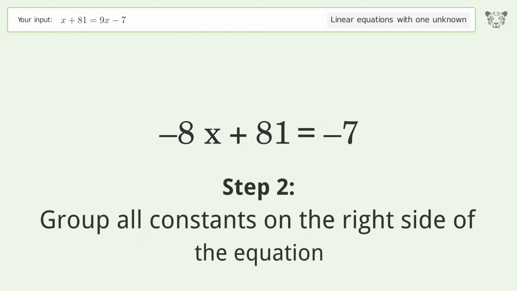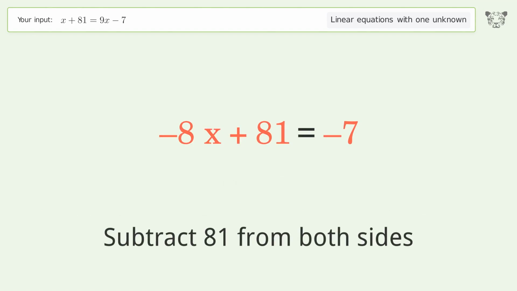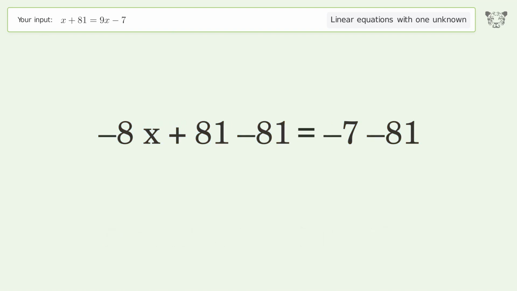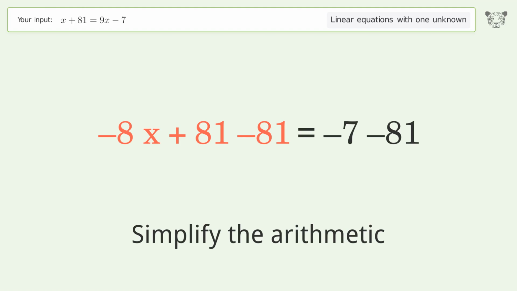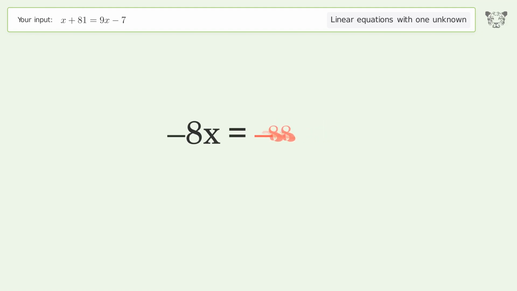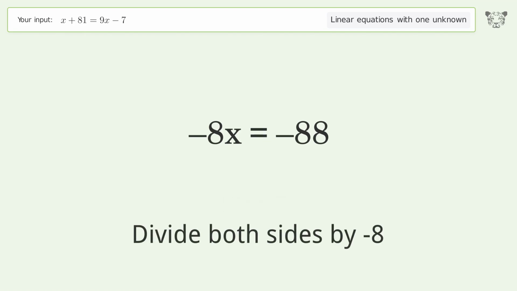Group all constants on the right side of the equation. Subtract 81 from both sides. Simplify the arithmetic. Isolate the x. Divide both sides by -8.